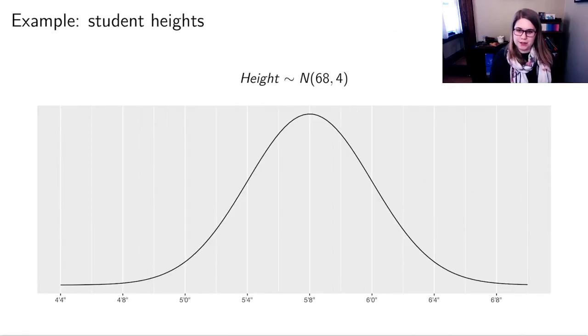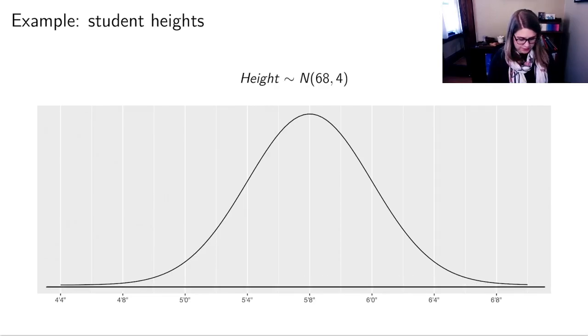Let's think about height. Height does usually follow a normal distribution. If we wanted to explain how height corresponds to a normal distribution, we could say that height follows, with the little squiggly line, a normal distribution with mean 68 and standard deviation 4. So I've made a plot here of that distribution.